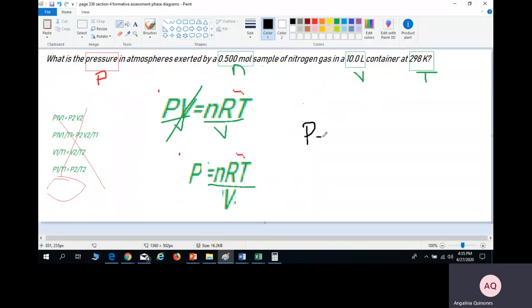So we're looking for pressure. We know that the moles is 0.50, and those zeros are significant, so don't forget them. And that's moles, MOL.